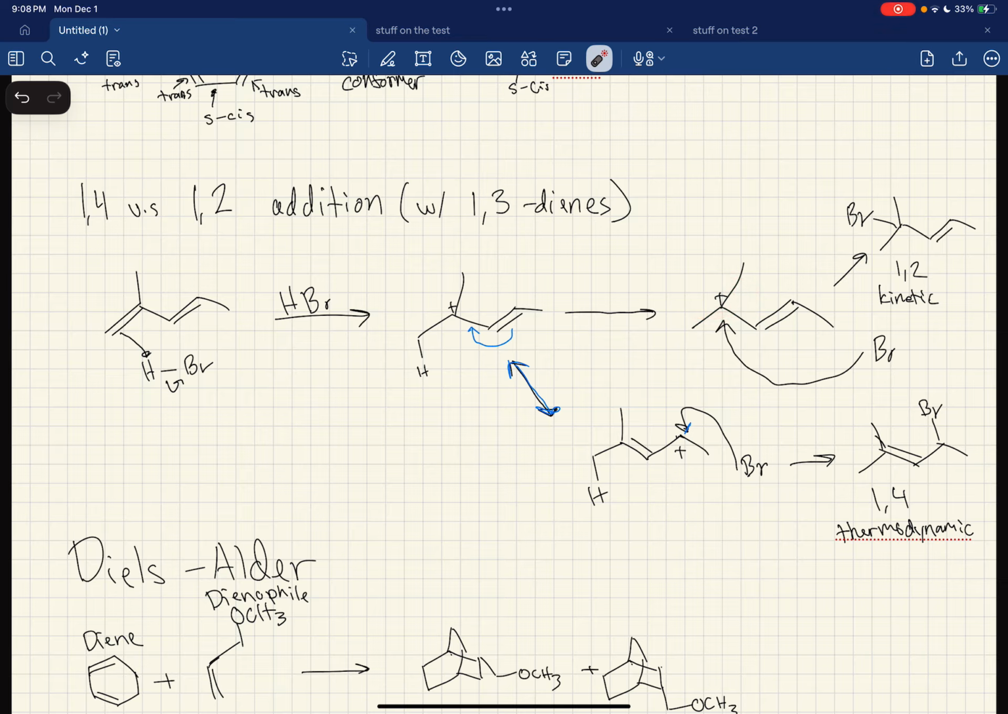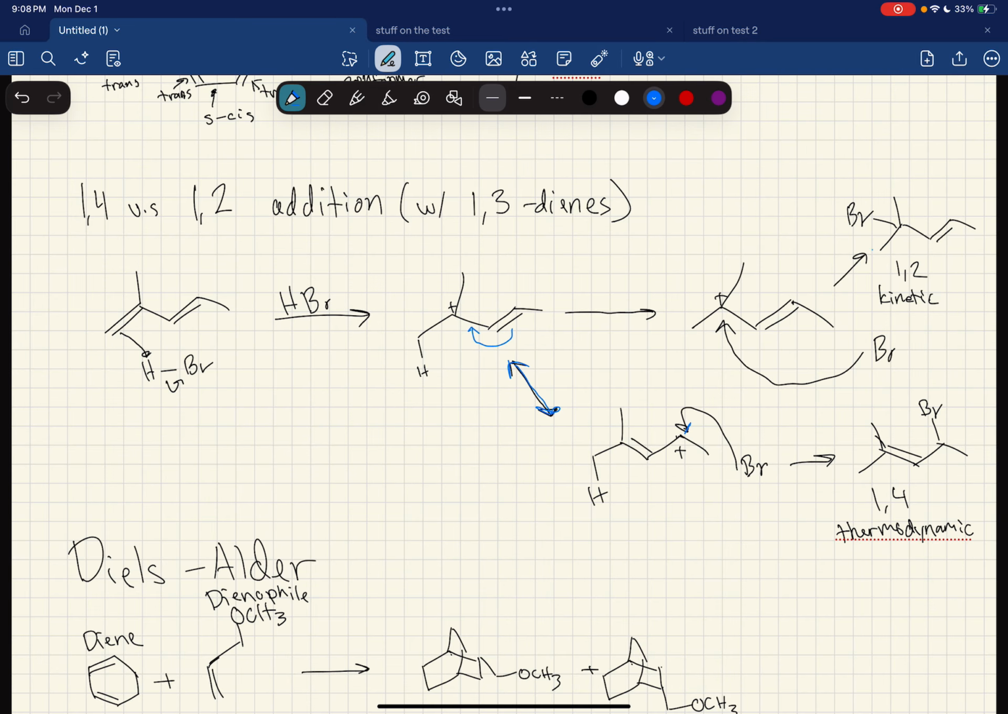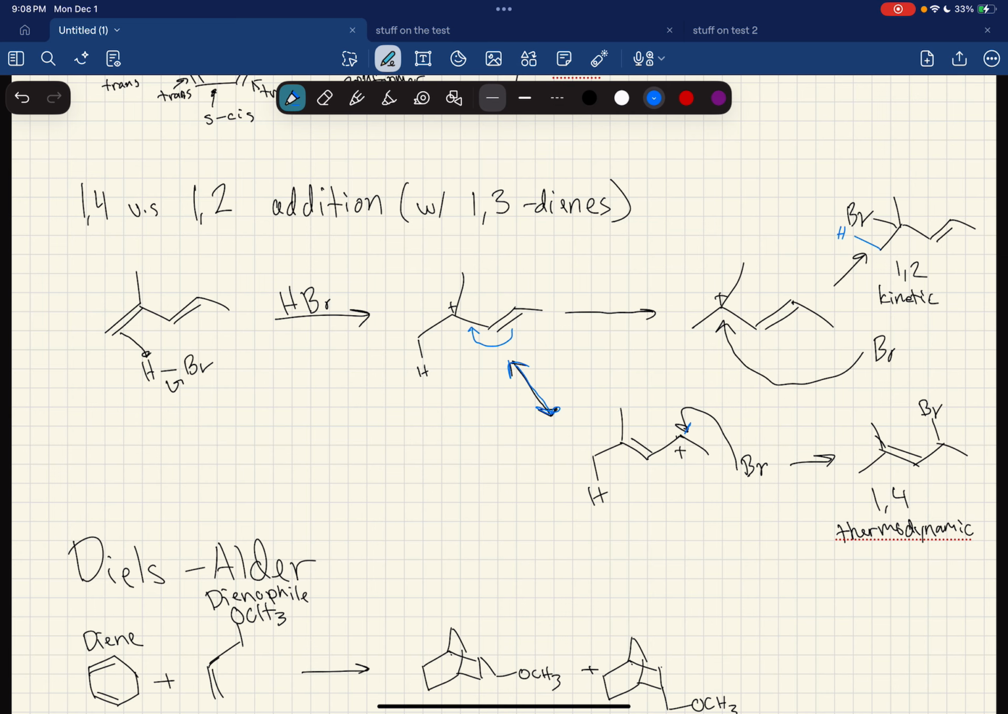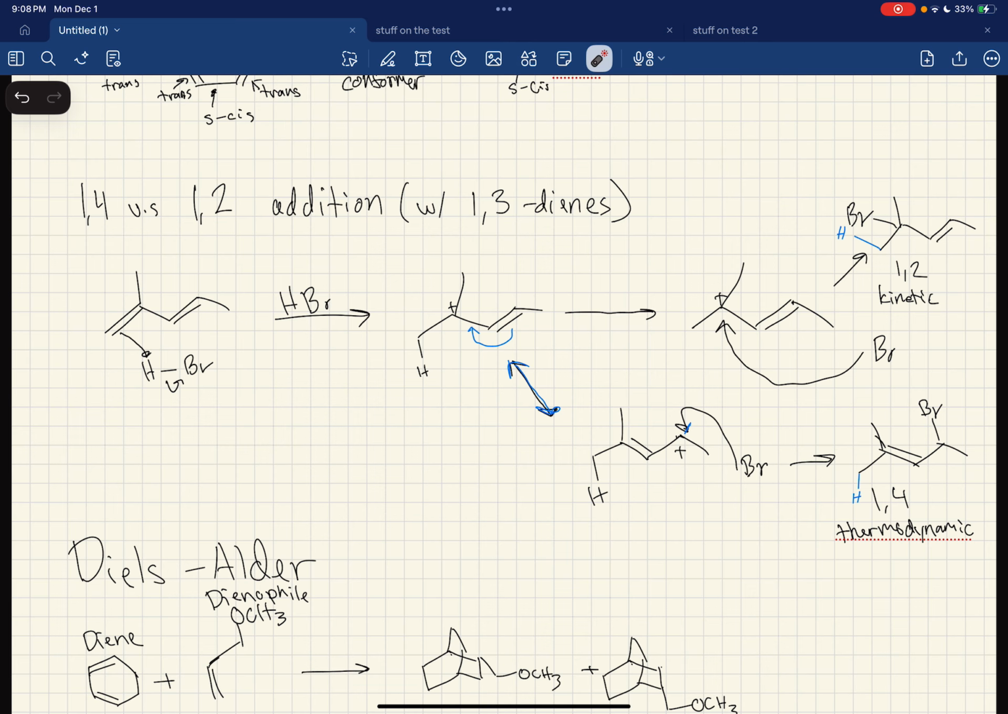As you can see, this added a hydrogen right there, and then the bromine is right here. So this is 1,2 addition. The 1,2 addition will most likely be the kinetic product. And then this one, you can see hydrogen still added right there, and it's going to be the 1,2,3,4 product, which is the thermodynamic product because this is more stable, more energetically favorable.